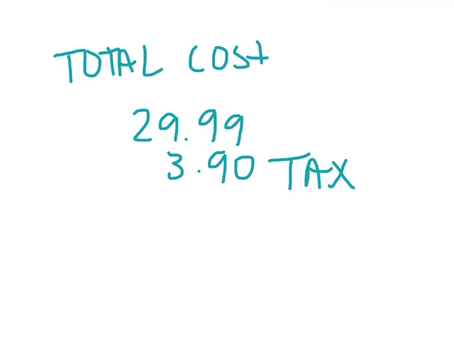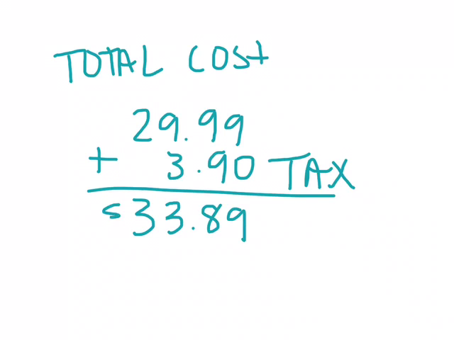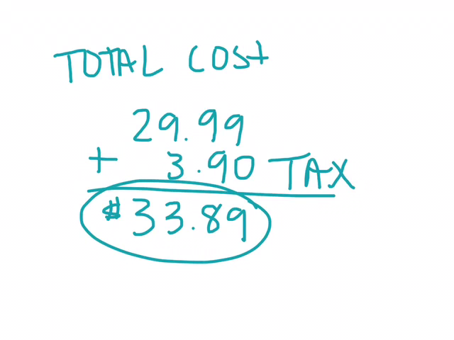What would I do to calculate the total, Prince? Add them together. So what do we get? $33.89. Okay, so if you had $30 in your wallet, would you have enough money to buy this? No, because you had to pay tax on top of it.